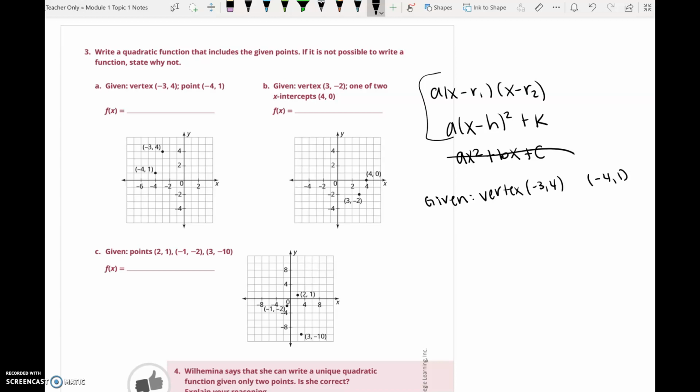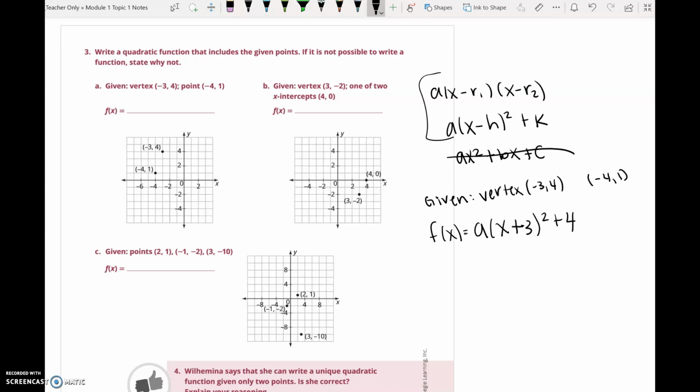Okay, so I have a vertex, right? So I'm going to go ahead and plug it in. If I replace h with my -3, I'm subtracting a negative, so that's going to be like a positive. Remember, we always flip that anyway, flip the sign. And then I have plus 4 on the end.